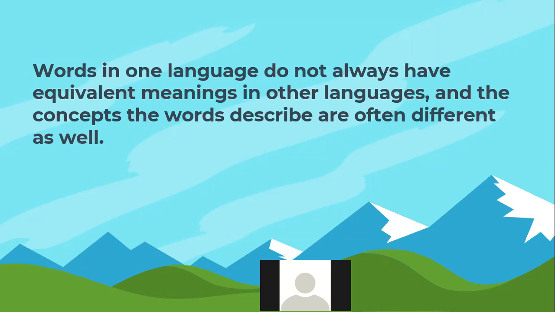The word kilig has no equivalent meaning in English. For example, since culture is also affected or influenced by the geographical location, there are also words that are unique in our language, or words that do not have equivalent meaning in other languages.